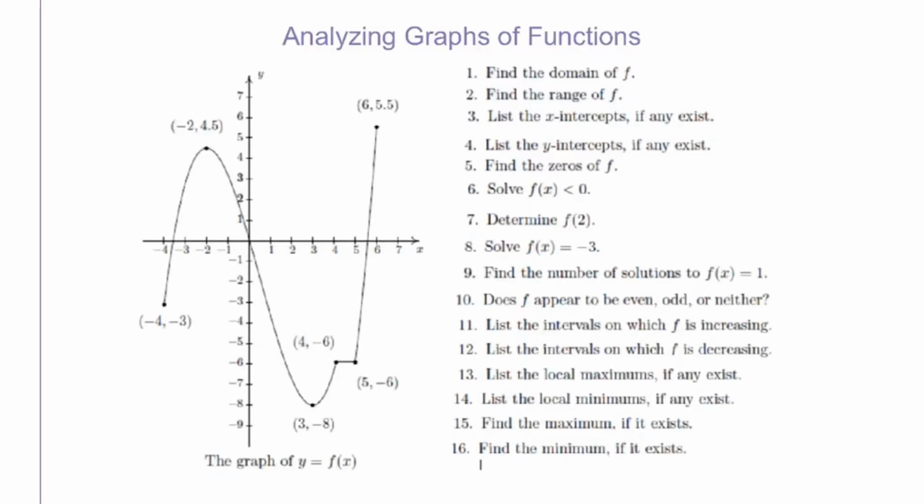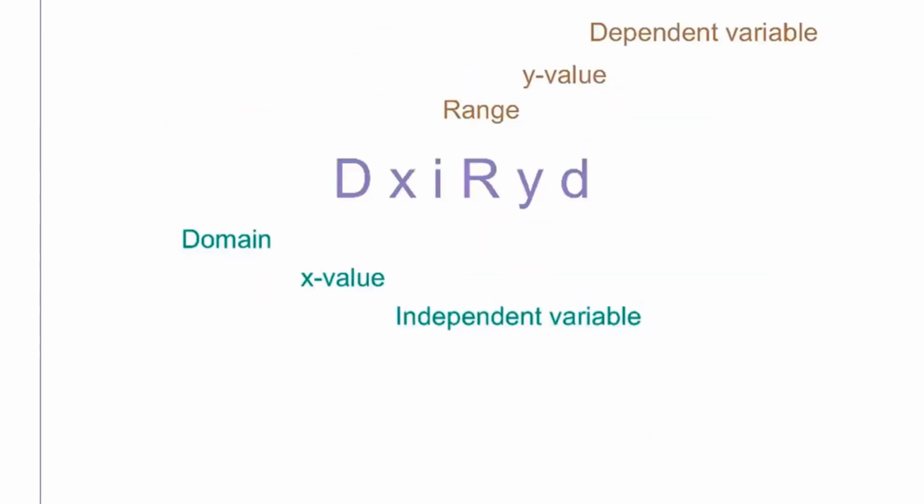Now we analyze this graph. For number 1, find the domain of f. Number 2 is find the range of f. Let's talk about domain and range of a graph. How to remember domain and range? I use DIXIT to remember. Domain means x value, which means independent variable. We use different terms, but they mean exactly the same thing.